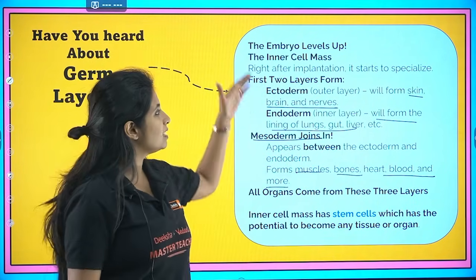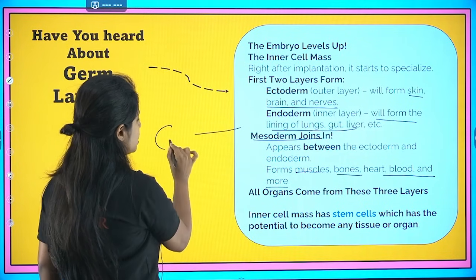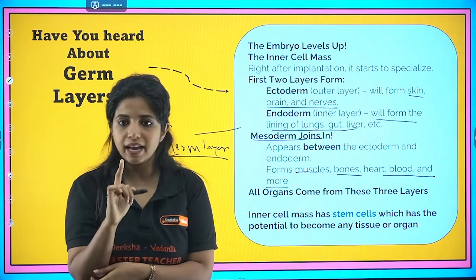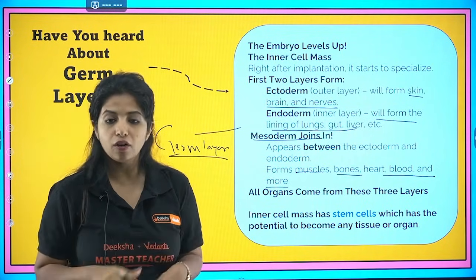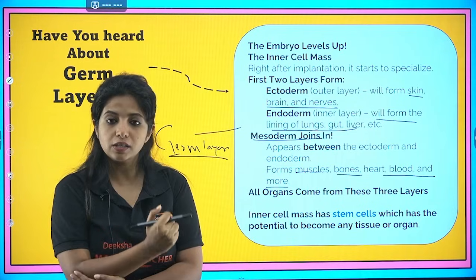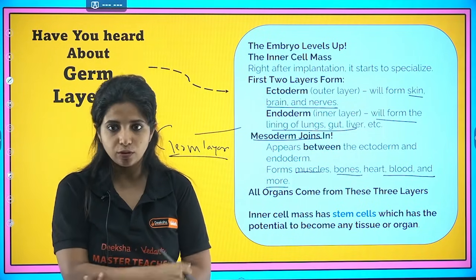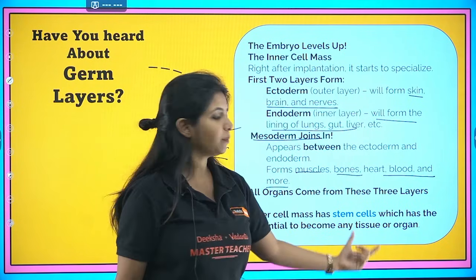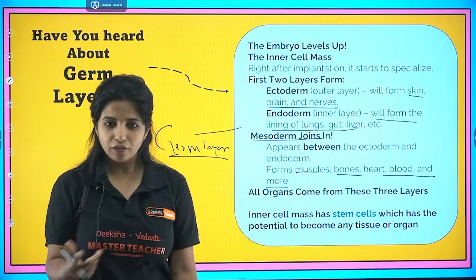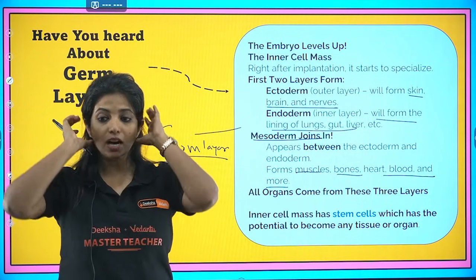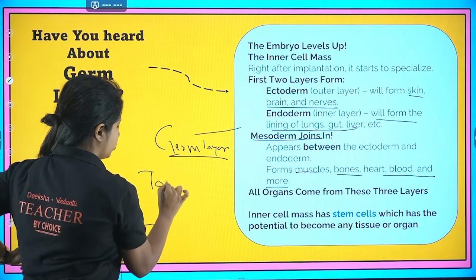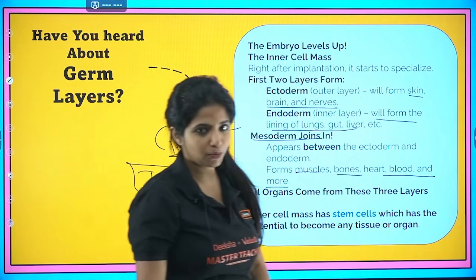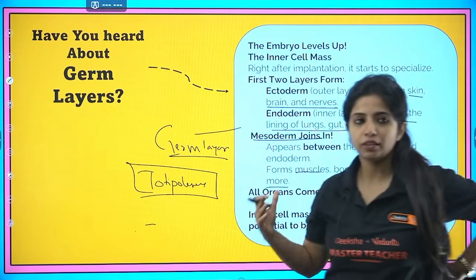All organs come from these three layers, which is why I call them germ layers. Ectoderm, outermost layer: skin, brain as well as nerves. Endoderm: the lining of gut and everything. Mesoderm: it forms the muscles, bones, the heart and also the blood. The inner cell mass has stem cells which have the potential to become any tissue or organ. So the inner cell mass is a part of your embryo, right? And it has stem cells. Stem cells are totipotent in nature. Totipotent basically means they can form whatever they want to, any organ they want to.